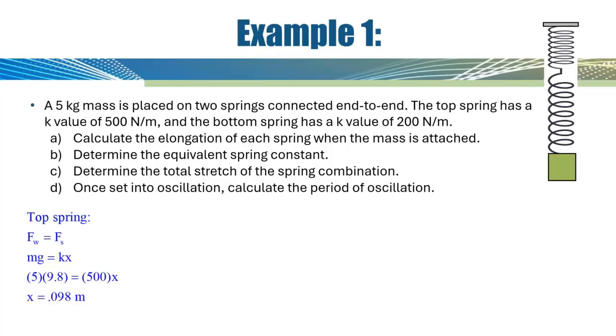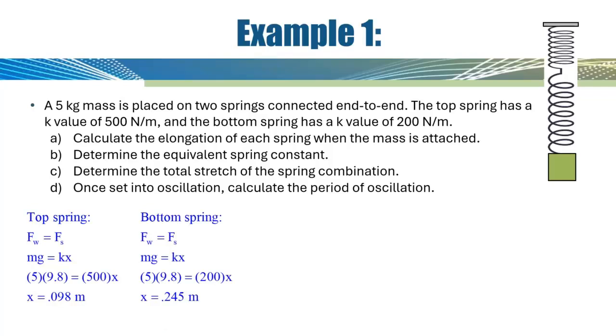Now let's do the same thing for the bottom spring. The bottom spring has a different k value, 200. So it's a looser spring, so we would expect it to stretch more. And when we calculate it, we get 0.245 meters.